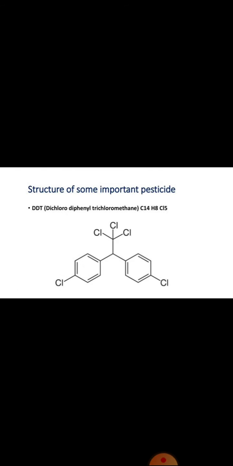This is the synthesis and applications of three important agrochemicals. First we saw DDT, second BHC, and third endosulfan. So the next point is the structure of some important pesticides. First is DDT, dichloro diphenyl trichloroethane.